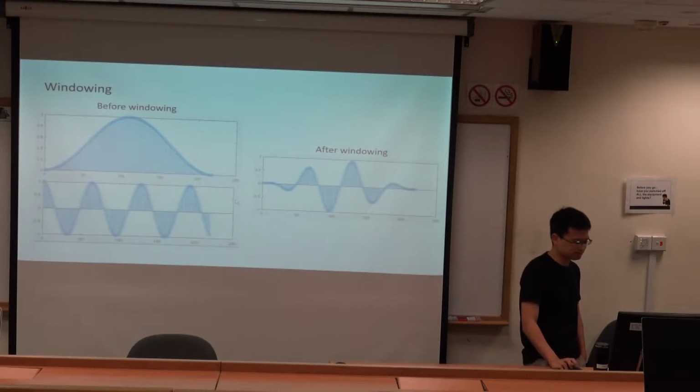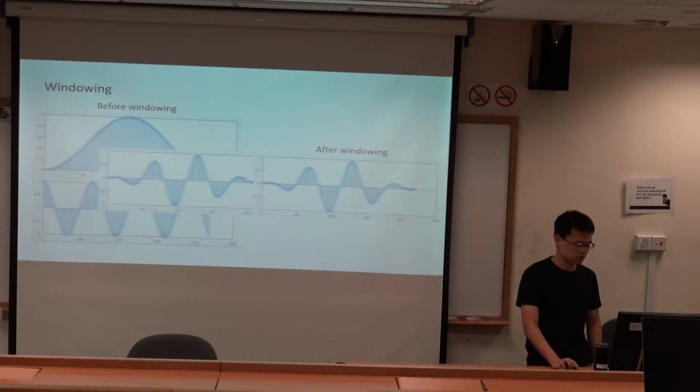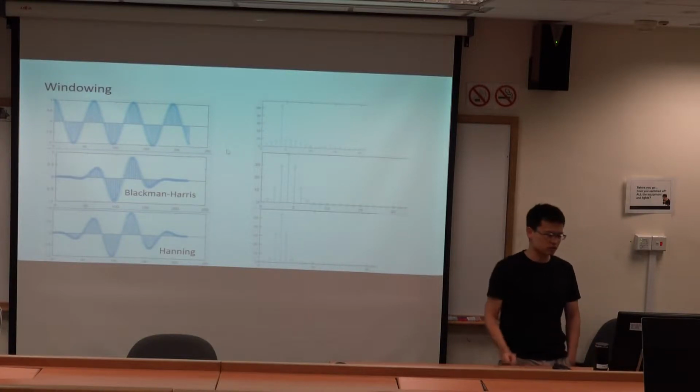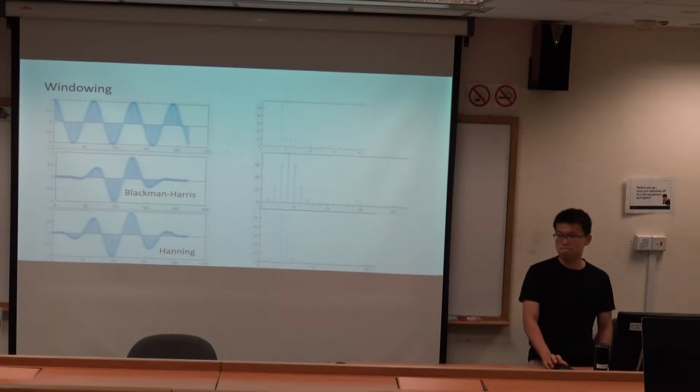Let's see what happened after windowing. After windowing, the time series will be like this. And if you shift this signal, there will be no more jump. And let's calculate the spectrum after windowing. You will see that the higher frequency leakage disappears here. But the lower frequency leakage, the frequency next to the main frequency, will increase.